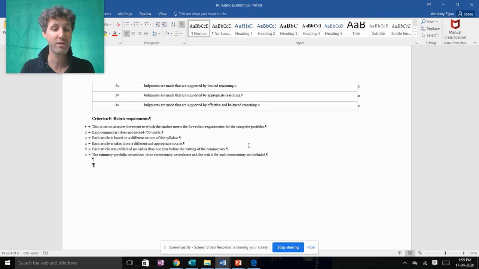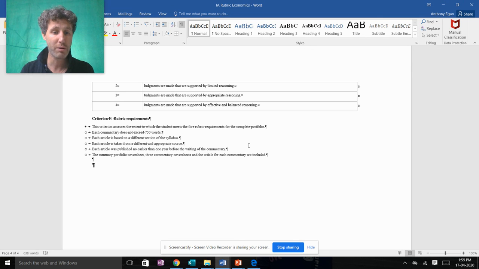Actually, in terms of the sources of the articles, it's best not to use a very economics-y article. You're better off using sometimes a non-economics article and then applying economics to it, because then you can really get analysis in. And sometimes the shorter the article, the better, because you can really get into it if it's shorter. If the article is very long, it's more difficult.